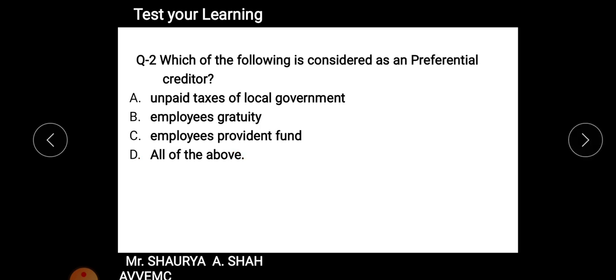Fine. Next question for you. Which of the following is considered as preferential creditors? Amongst that, the very first is unpaid taxes of local government, employees gratuity, employees provident fund, or all of the above. I have just changed one word and one option, so you must be clear. Unpaid taxes is a preferential creditor, employees gratuity is a preferential creditor, and employees provident fund is also a preferential creditor. So what will be the answer? Without any doubt it will be all of the above. Hope it's clear to each and every student.